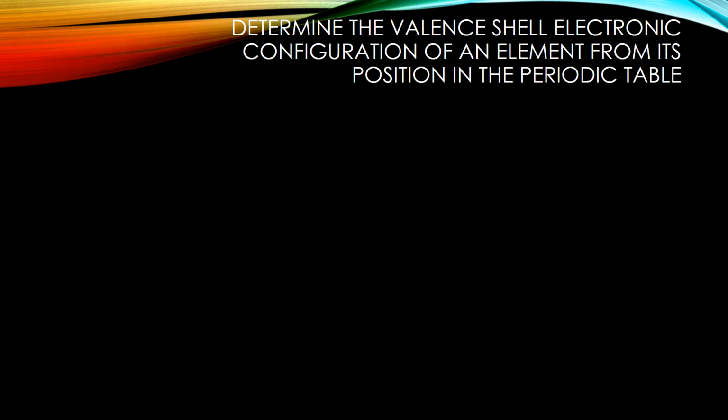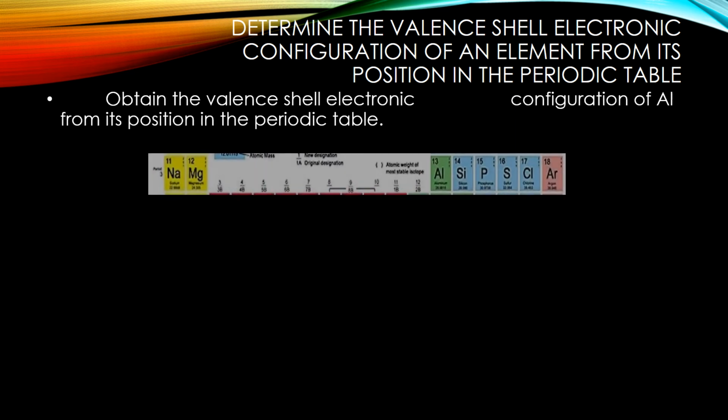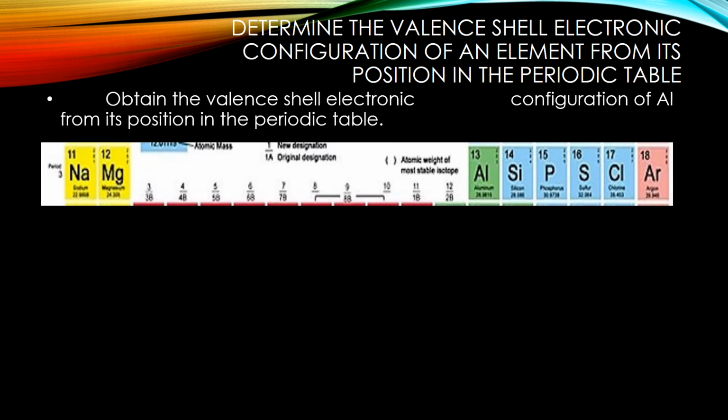As in the previous part, you have learned how to determine the position of the element in the periodic table by knowing its electronic configuration. In the same way, we can determine the valence shell electronic configuration from the position of the element in the periodic table. Let's obtain the valence shell electronic configuration of aluminium from its position in the periodic table. So first of all we will look at the position of aluminium in the periodic table.